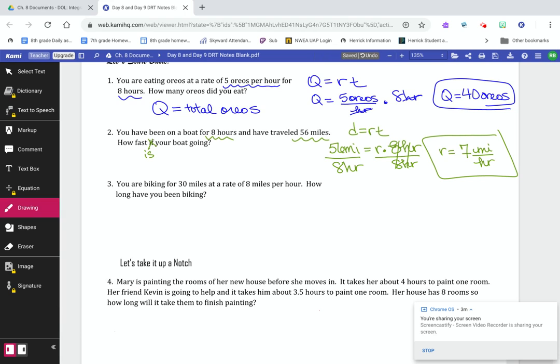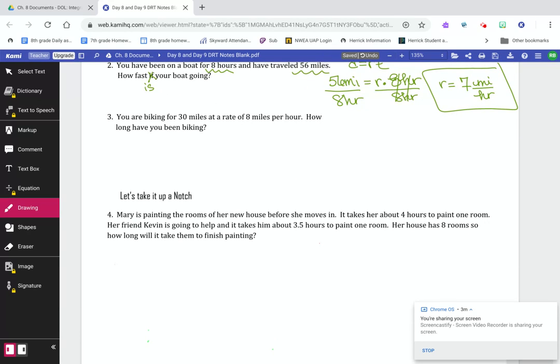Okay, last one, that's a simple problem. It says you are biking for 30 miles at a rate of 8 miles per hour. How long have you been biking? So again, it's distance equals rate times time. I've been biking for 30 miles, so that's my distance. 30 miles equals 8 miles per hour, so that's a rate, 8 miles per hour times t. And it's asking how long, so yes, we're solving for t.